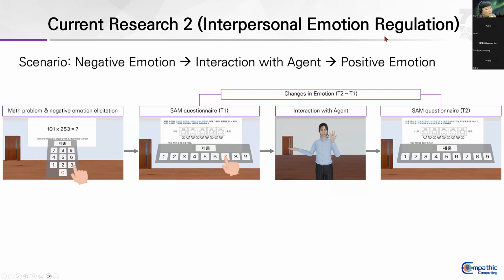And the second study we conducted is about interpersonal emotion regulation. Emotion regulation means changing emotion according to the purpose.